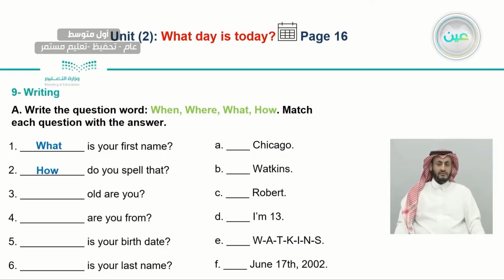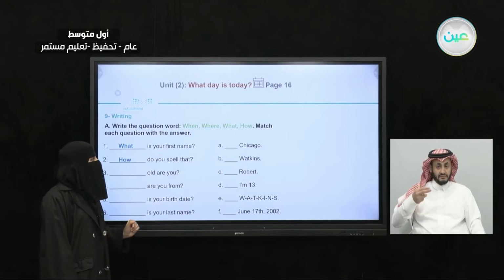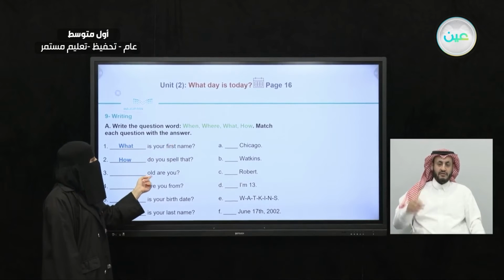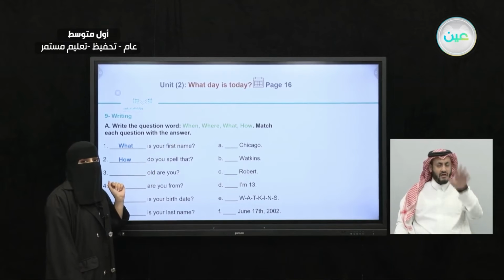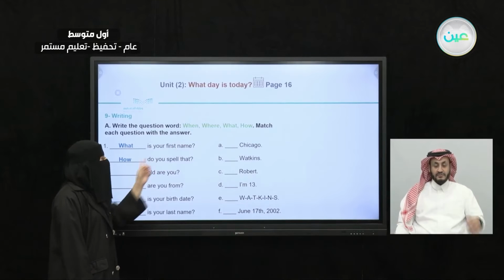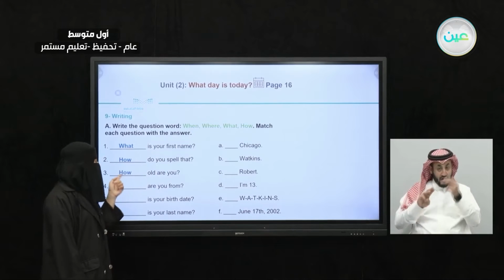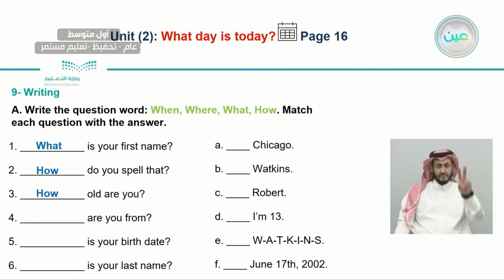Number 3, space, old are you? This is pretty easy. I think you know it, guys. Can you remember? Old. I'm asking about the age. When old are you? Where old are you? Doesn't make sense at all. What old are you? Doesn't work. How about how old are you? Correct. Good job. How old are you is the correct answer.